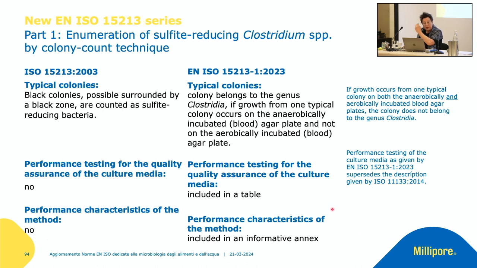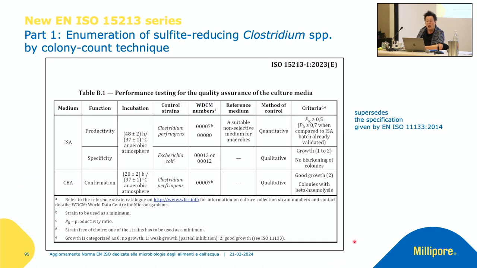And which is very important, we now have also performance testing of the quality assurance of the culture medium included in a table in the standard, and the performance characteristics in an informative annex from ring trials. I will come now to the details. Both were not included in the previous edition. So these tables, I will not go into detail, are now in the standard itself. And of course, these are mandatory to be followed and will supersede the information which was given in ISO 11133, our famous culture media standard. And it will be deleted from the tables from the next revision of 11133.